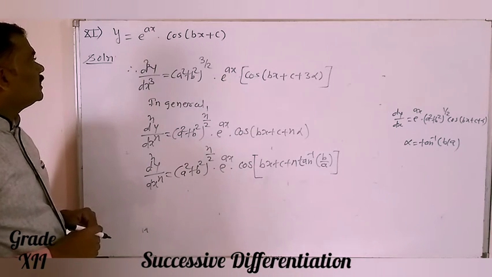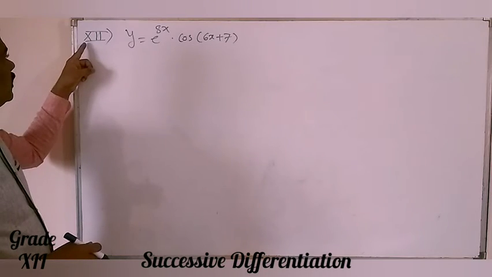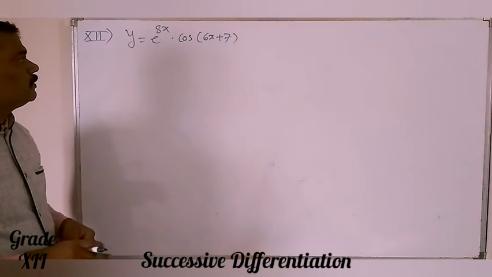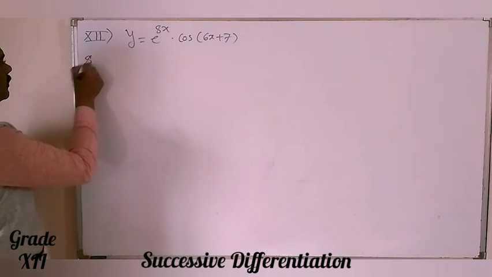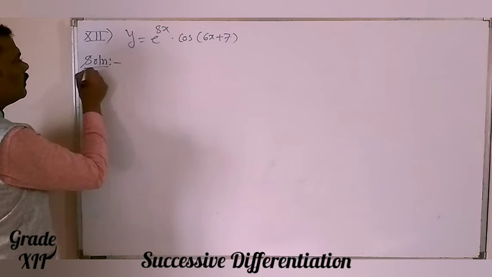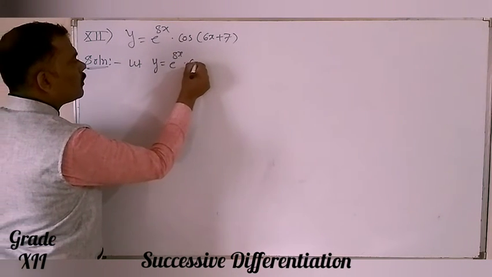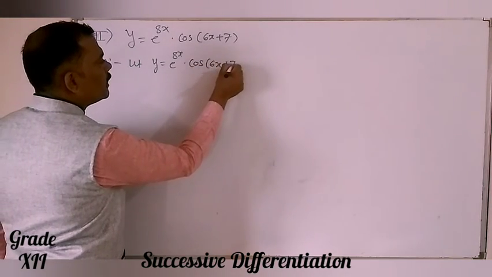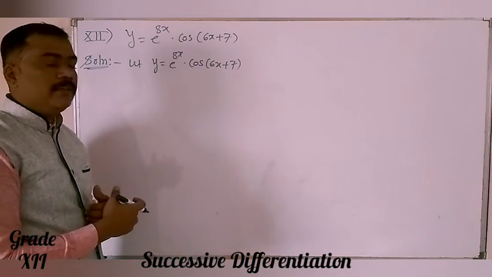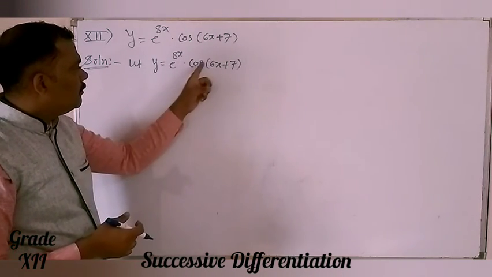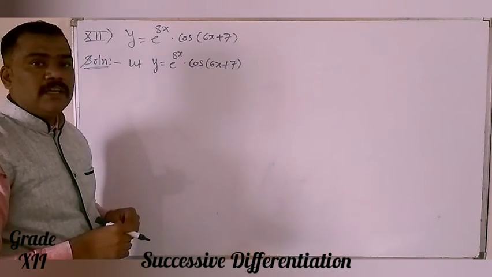After that, we have to discuss the example number 12. What is that example number 12? See, example number 12 is y is equal to e raised to 8x into cos of 6x plus 7. Solution: let y is equal to e raised to 8x into cos of 6x plus 7. Similar to that of the previous example. In the previous example, if you replace a by 8, b by 6 and c by 7, we get the required answer of this example.